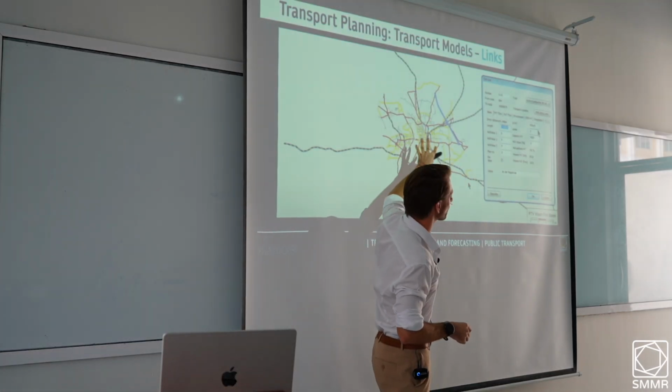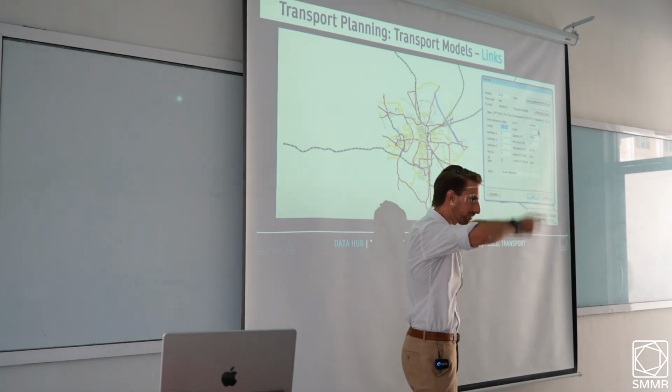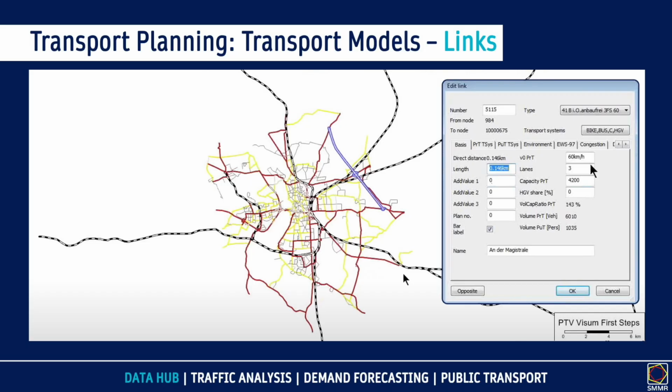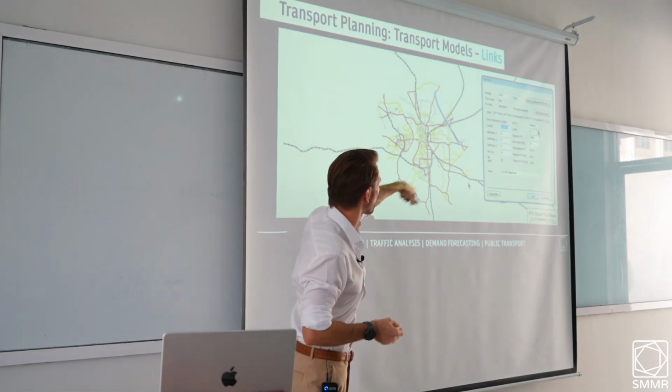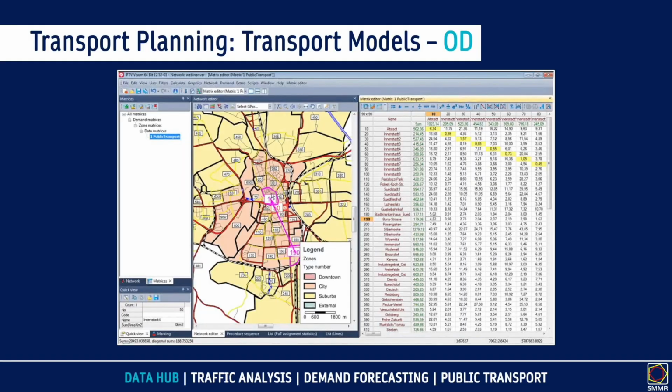So it's not just a map, it's very detailed. There's a lot of attribute information. We can see it has 3 lanes, it has a name, it has a code, an ID, it has a capacity, so how many vehicles can move through this link in a 1-hour period of time, for example. And we have a lot of information stored in our data hub.